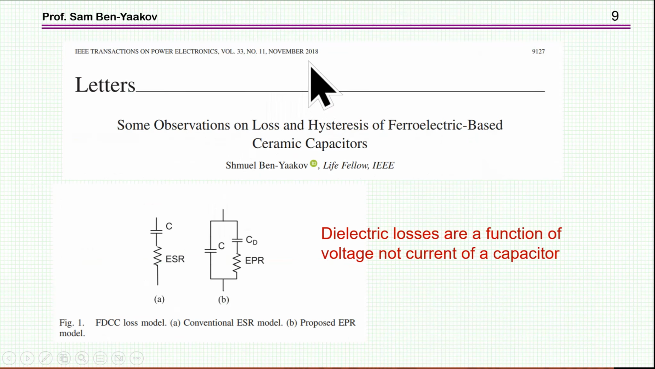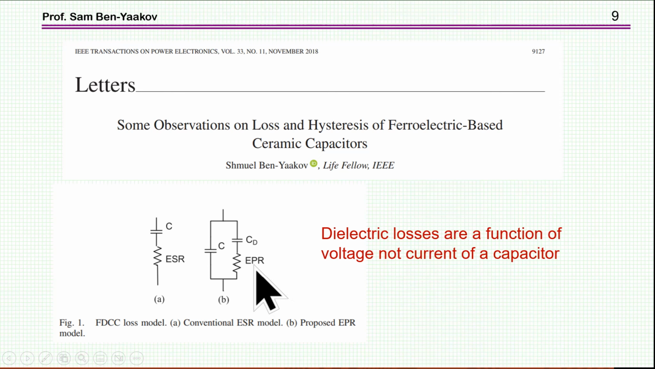Now, in a 2018 paper, I pointed out that you can represent the losses as a parallel resistor rather than a series resistor. In fact, this is more correct because the electric losses are a function of the voltage, not of the current. So this is more natural to the physical behavior of the dielectric material, which is exposed to a voltage, and therefore there are some losses.